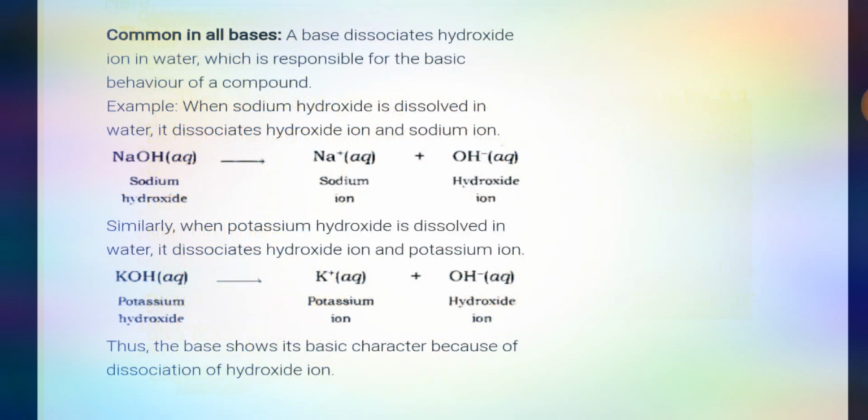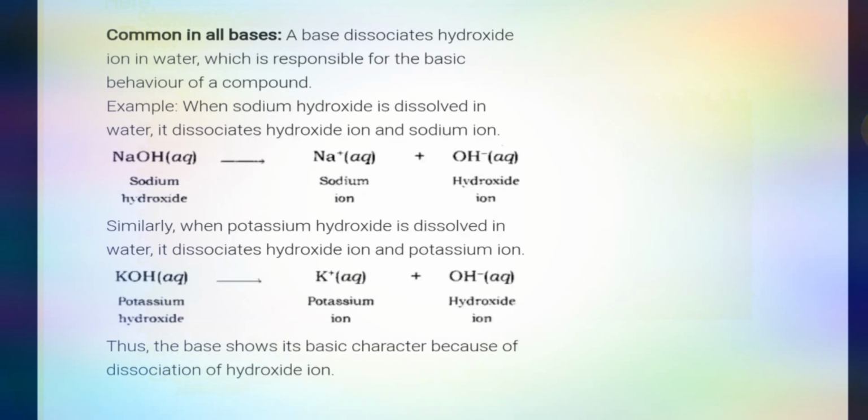As we discussed in the case of acids, the bases also have a common factor. A base dissociates into hydroxide ions in water, which are responsible for the basic behavior of a compound. For example, when sodium hydroxide is dissolved in water, it dissociates into hydroxide ion and sodium ion. NaOH gives Na plus and OH minus, all in aqueous medium. That is, sodium hydroxide gives sodium ion plus hydroxide ion.